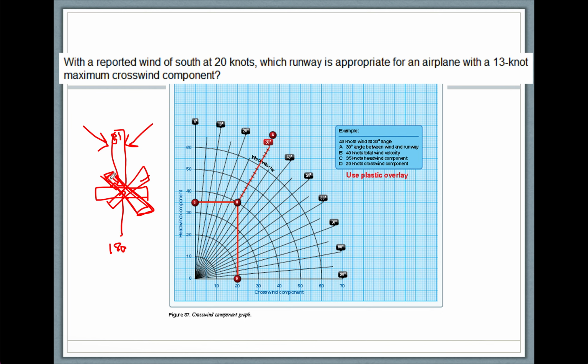And if that just confused you more than anything else, look around page 8, 10 or so in your book for more information on crosswind charts.